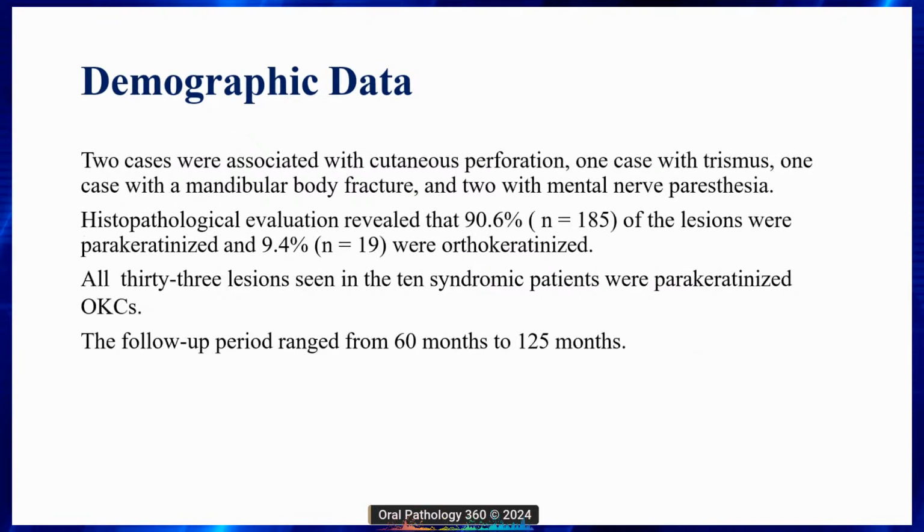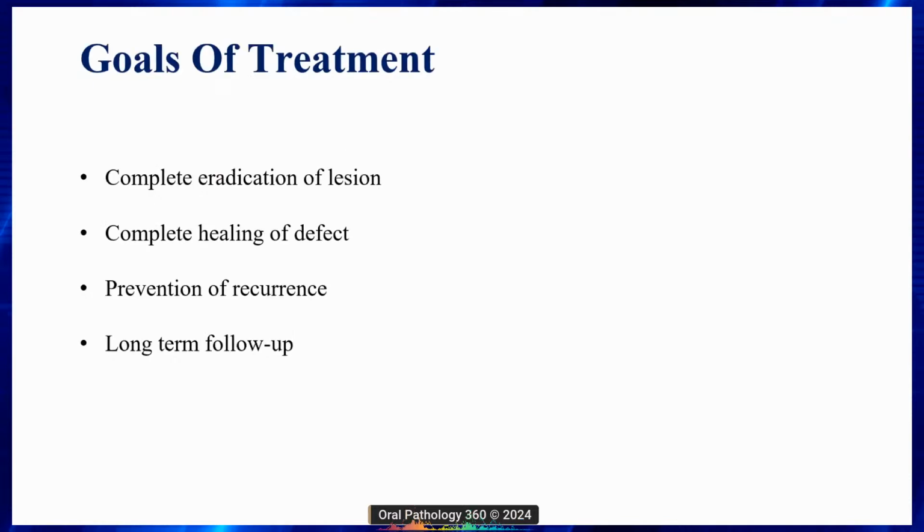49 of these lesions were multilocular. Two of the cases were associated with cutaneous perforation, one with trismus, one case with a mandibular body fracture, and two with mental nerve paresthesia. And there were several cases which were associated with mucosal perforation as well. Histopathological evaluation revealed that 185 lesions were parakeratinized and 19 were orthokeratinized. All the 33 lesions seen in the 10 syndromic patients were parakeratinized OKCs. The follow-up period ranged from 60 months to 125 months.